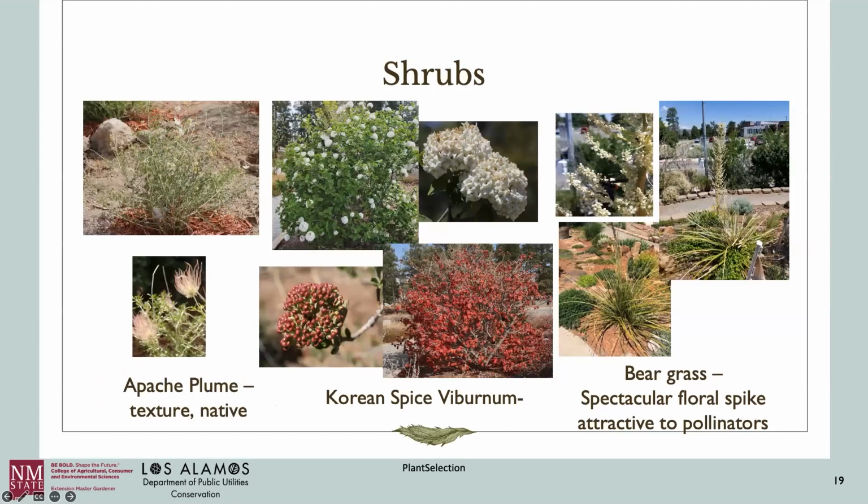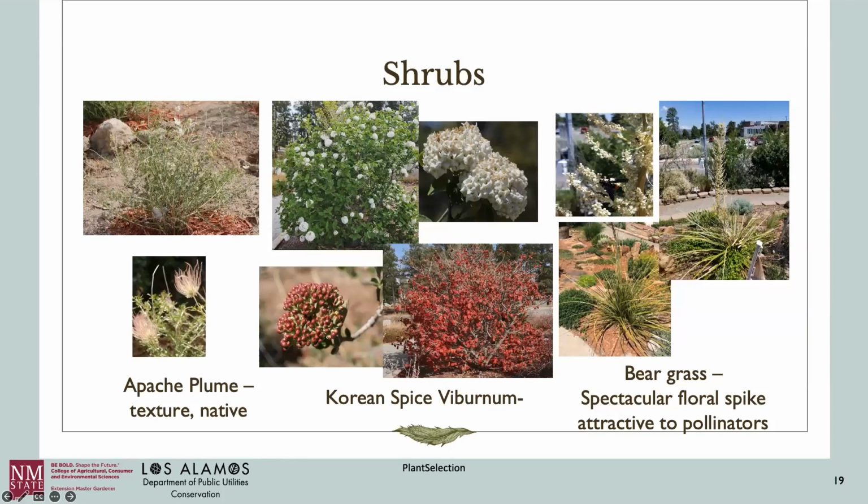Okay, shrubs. Here's 3 from the demo garden. Now, the Apache plume at the demo garden is not that little thing. I just took that off the database, but it's native. It has great texture. It has feathery things on it. The pollinators love it. Very low water, let me tell you, very low water.